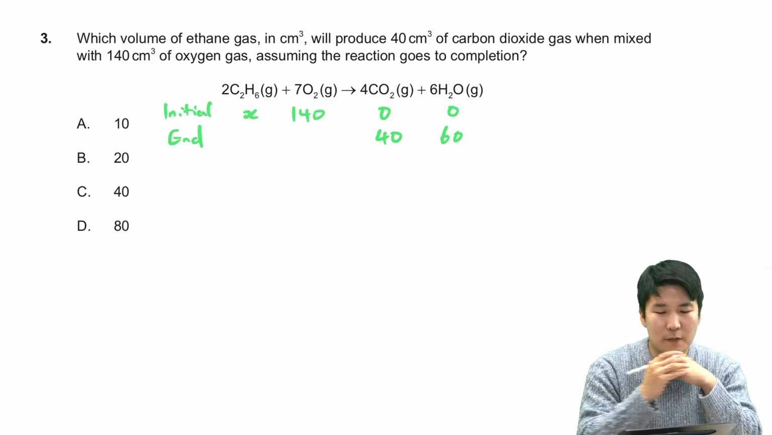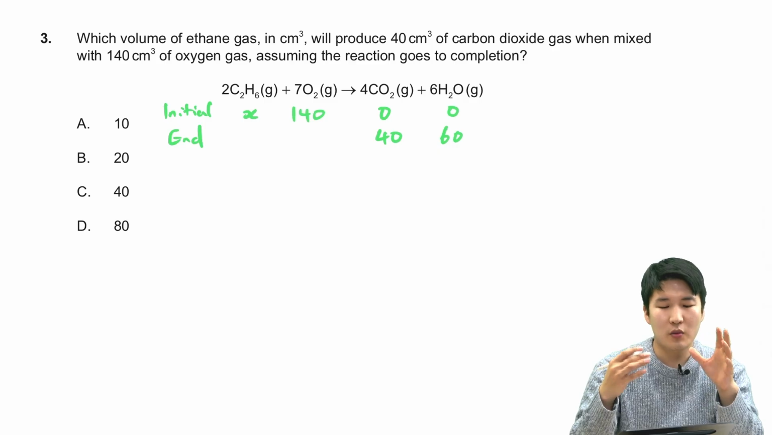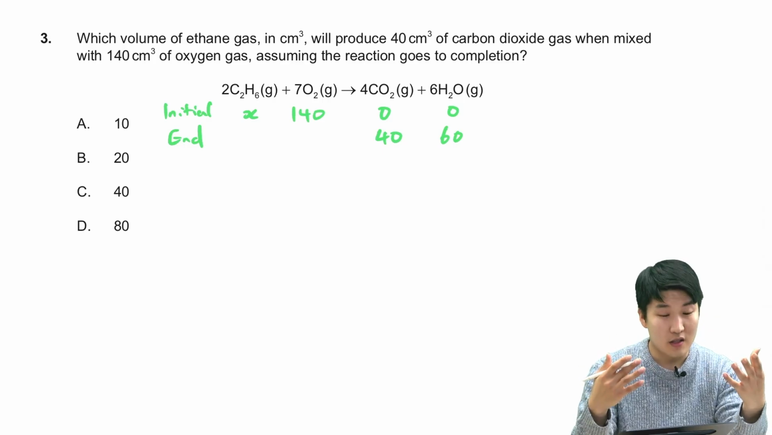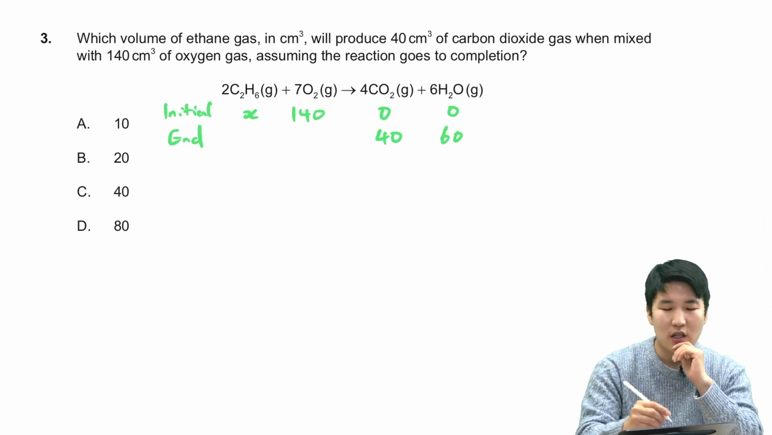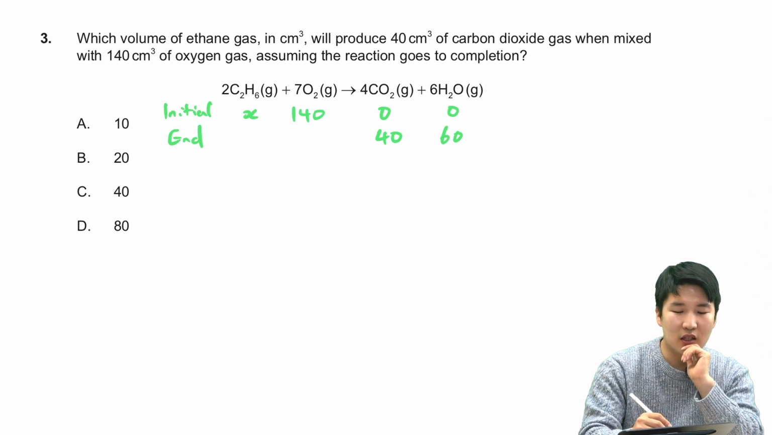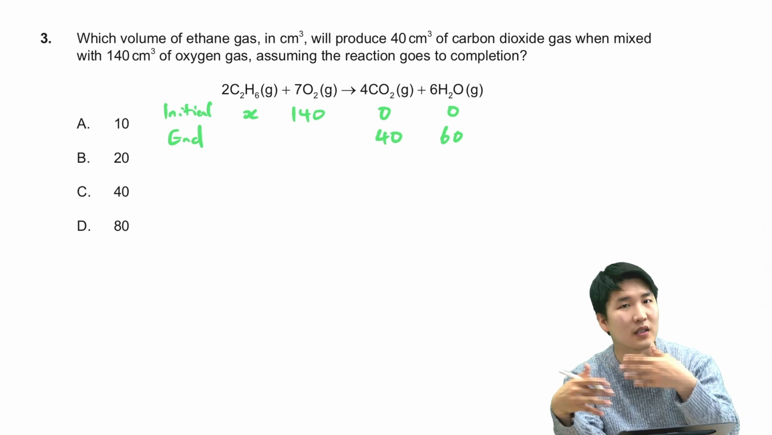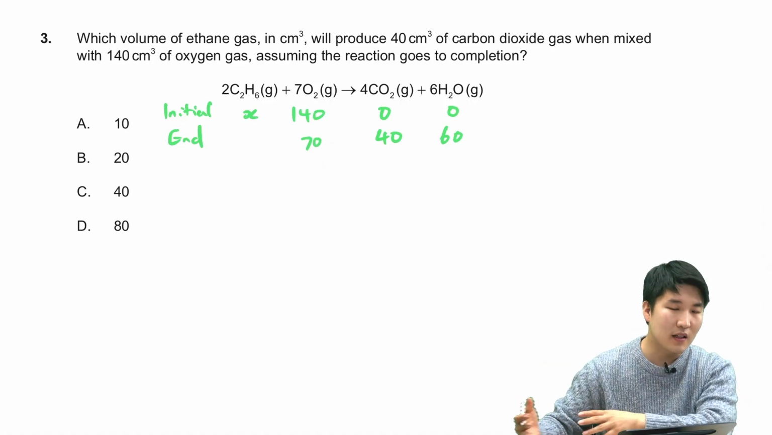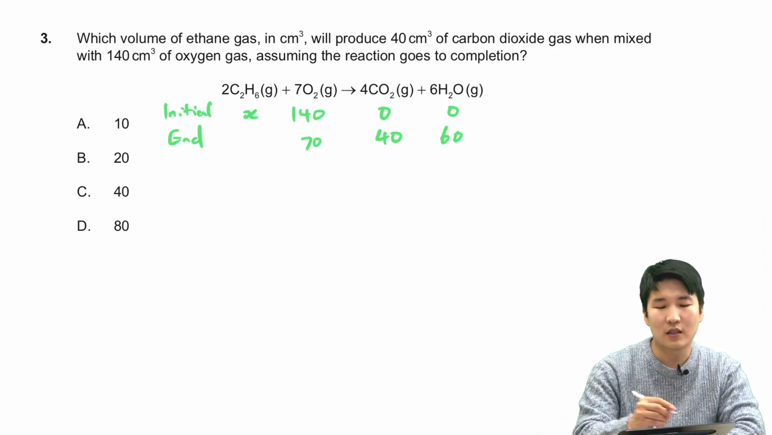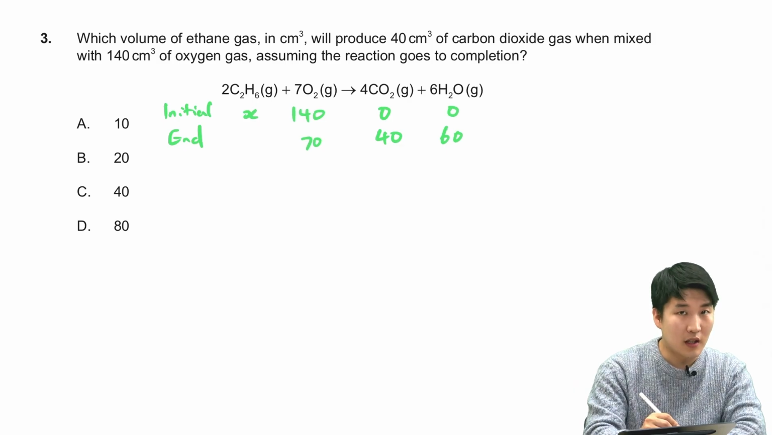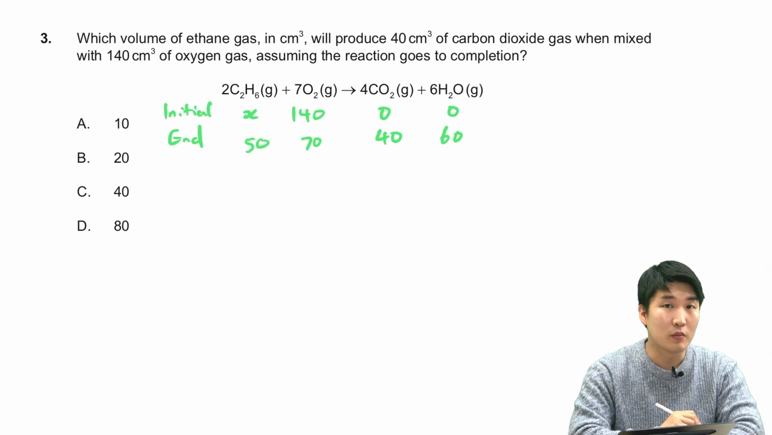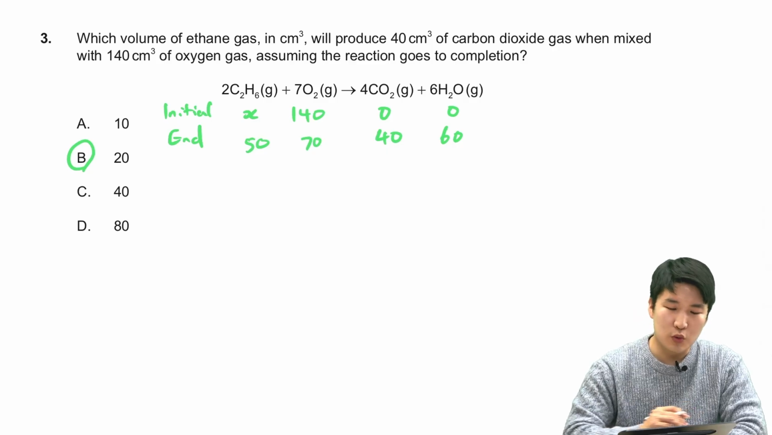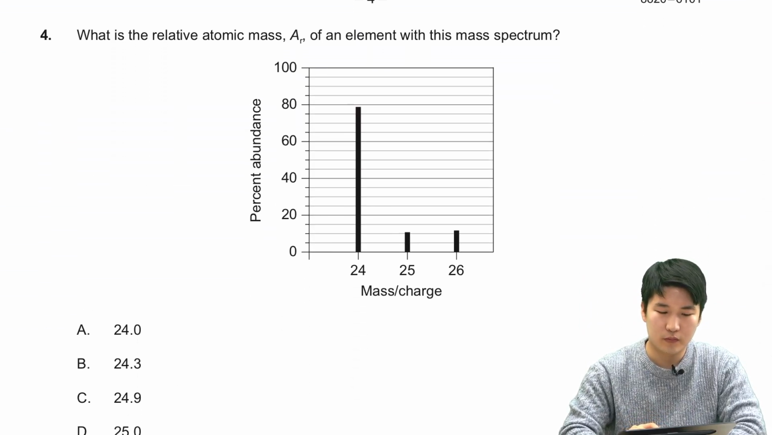Now, if 40 cm cube of carbon dioxide has been produced, we must think that 70 cm cube of oxygen has been converted, which means that 70 cm cube of oxygen will be remaining. That also means that 20 of ethane will have reacted, meaning 50 will be remaining. Answer B, 20 cm cube will have been used.